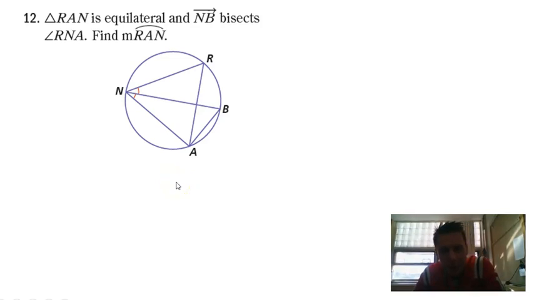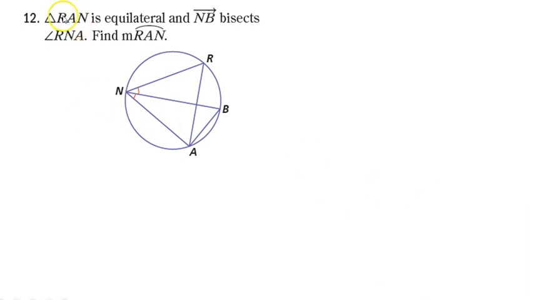All right, and here we go with number 12 from your Geometry Chapter 6 self-test, where we have a triangle, RAN, right here, and we know that that's equilateral. Therefore, all of these sides are the same, and all the angles that are in there are the same. And we know that all those angles have to be 60 degrees, because it's 180 degrees in a triangle.